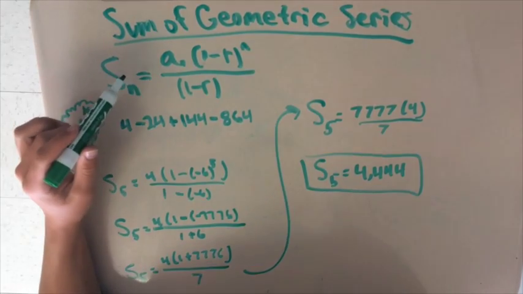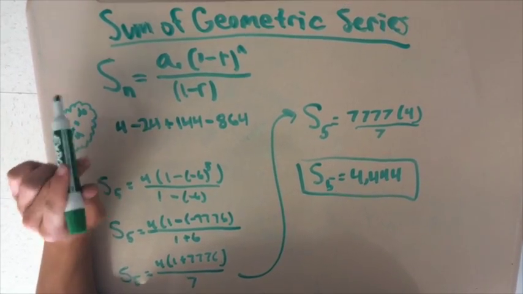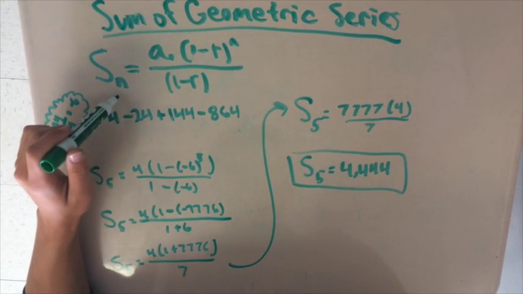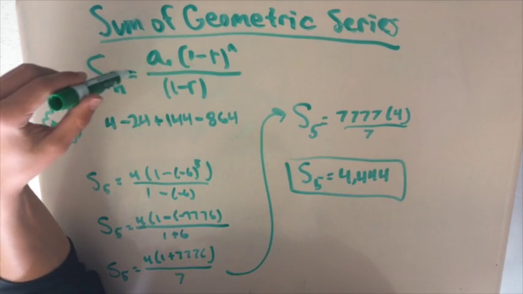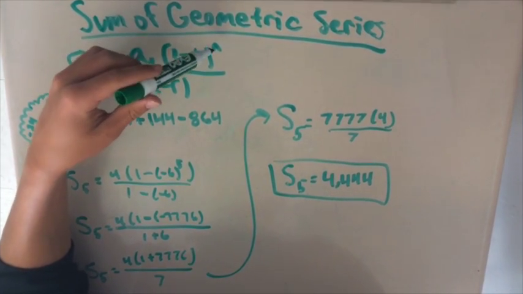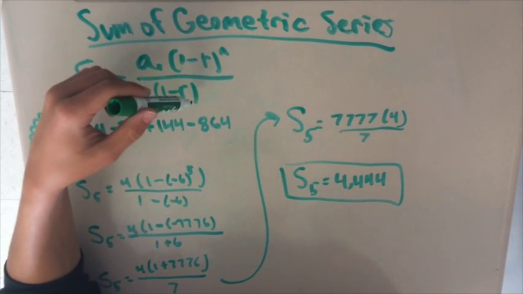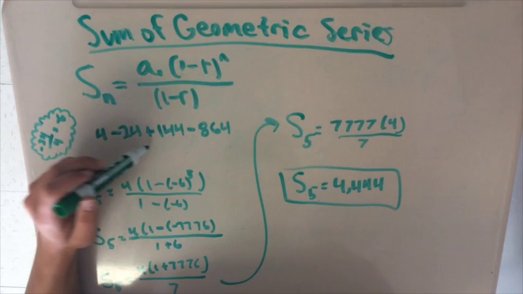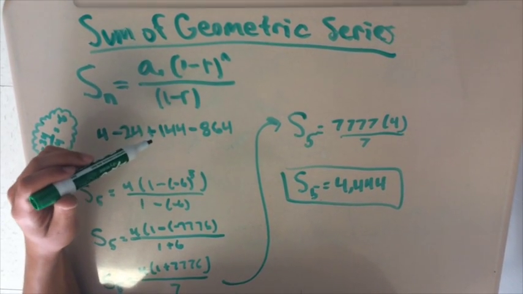Now we're going to find the sum of a geometric series, and in order to do that, we use the formula S sub n, which is the sum of n number of terms, equals a sub 1, the first term, times 1 minus the common ratio to the number of terms, over 1 minus the common ratio. So here's our series: 4 minus 24 plus 144 minus 864.